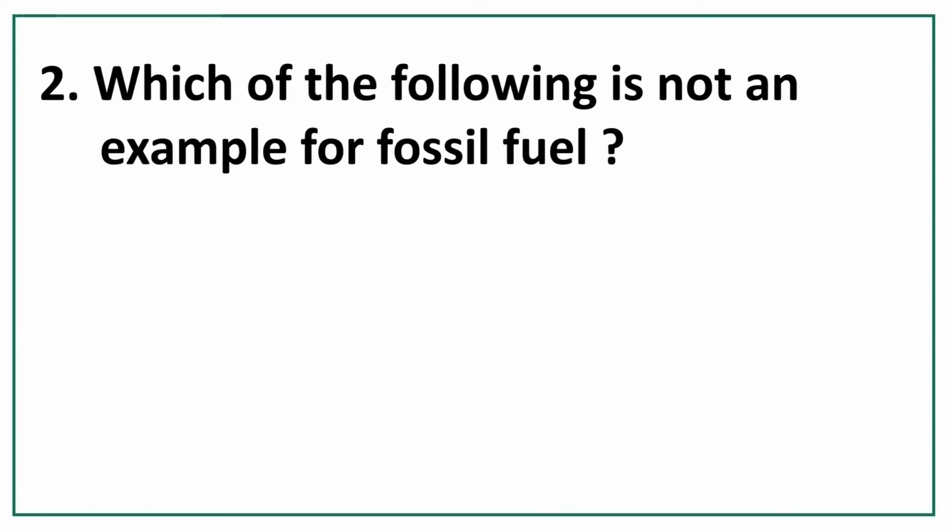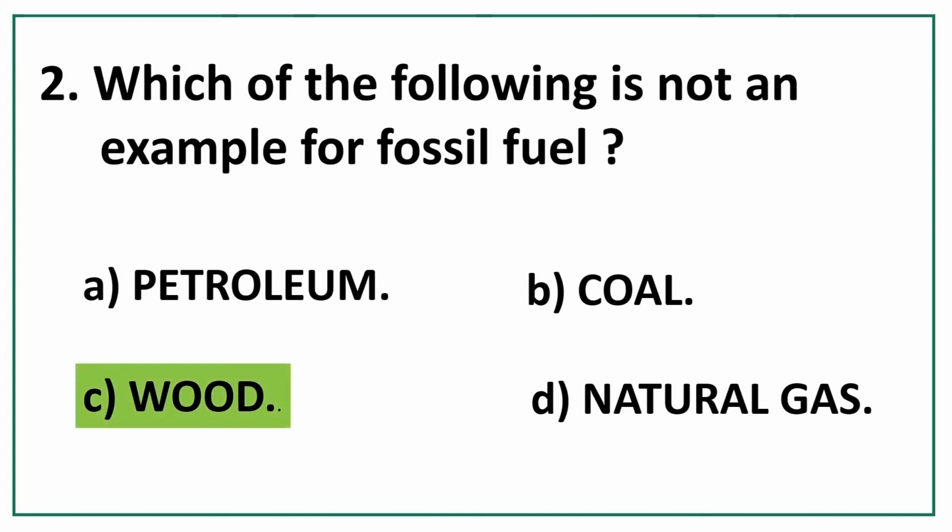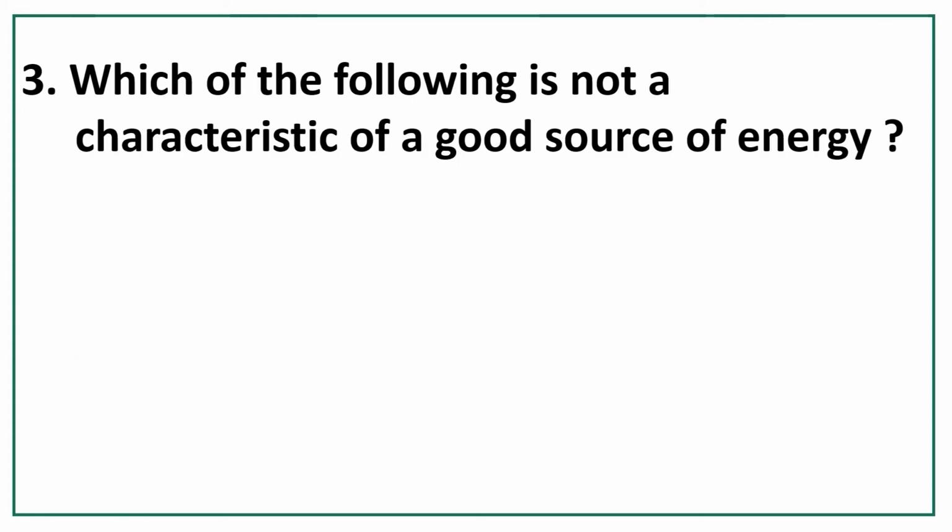Which of the following is not an example for fossil fuel? Options are petroleum, coal, wood, and natural gas. Think and answer. Your time starts now. I hope you got the answer. The correct answer is wood. Whereas petroleum, coal and natural gas, they are fossil fuels. Wood is not a fossil fuel. Congratulations. Move on to the third question.